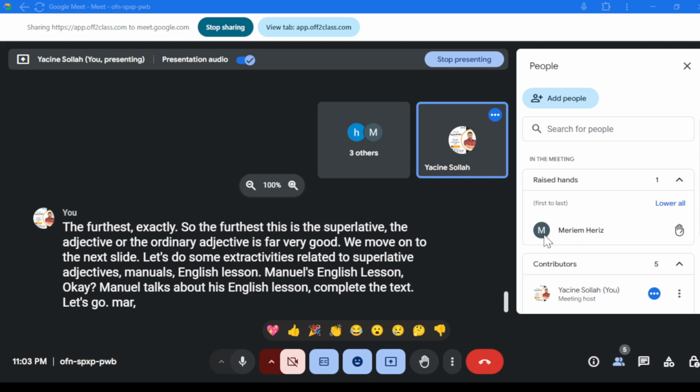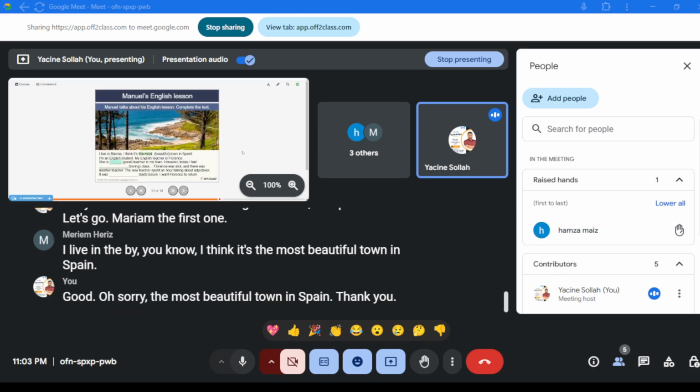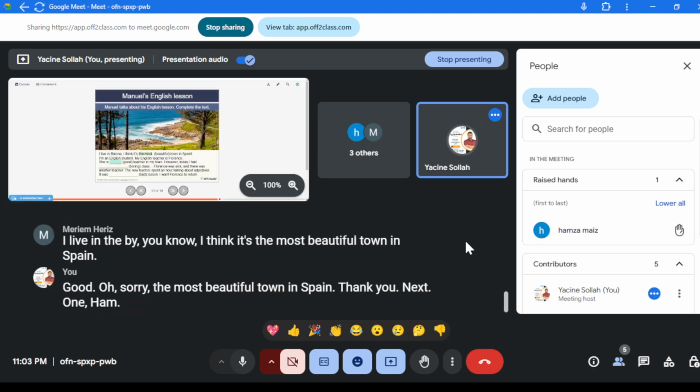I live in Bayona. I think it's the most beautiful town in Spain. Good. Oh, sorry. The most beautiful town in Spain. Thank you. Next one. Hamza, yes.